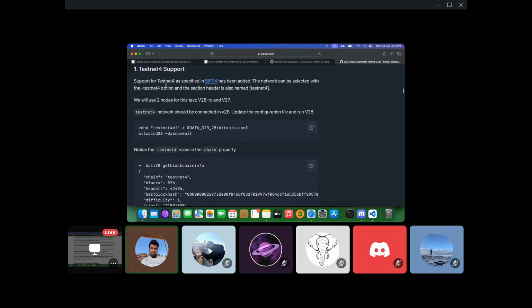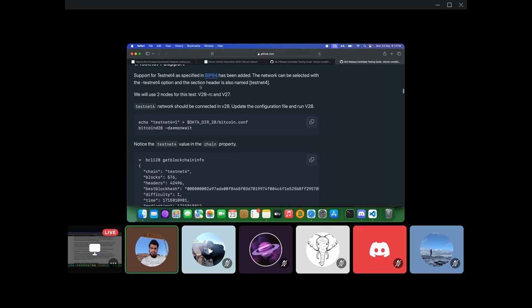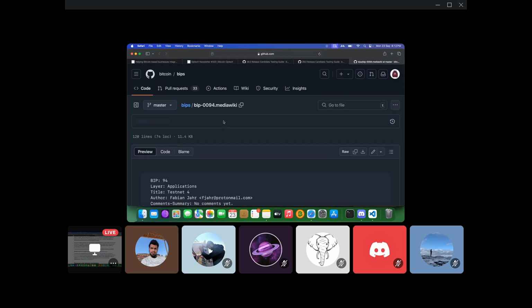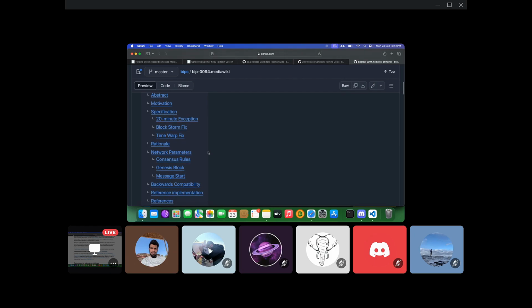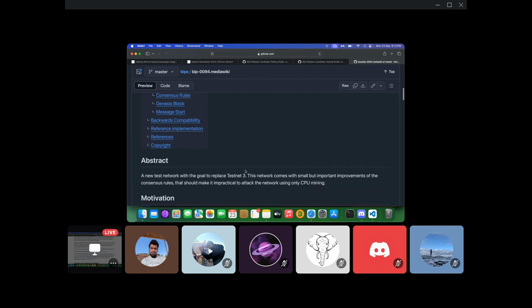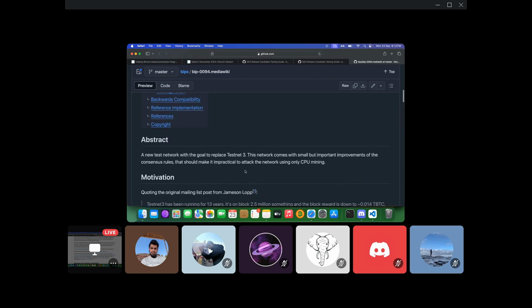Okay. So here we have the testing guide for testnet 4. Let's go through the BIP first in brief. That contains information about testnet 4. So the BIP is 94, the title is testnet 4, and the author is Fabian Jar. A new test network with the goal to replace testnet 3.